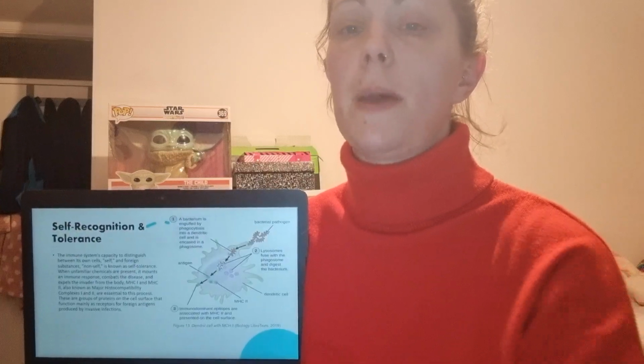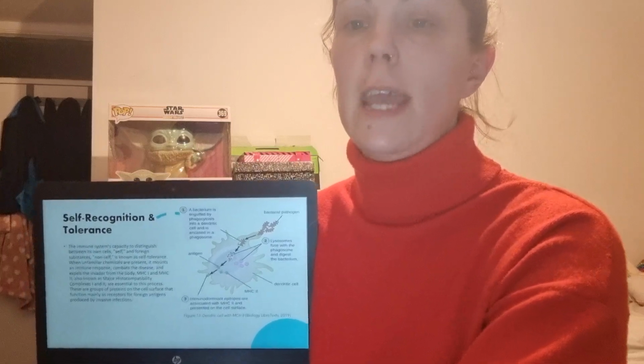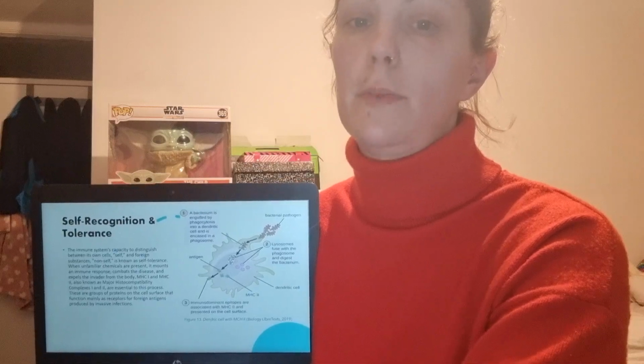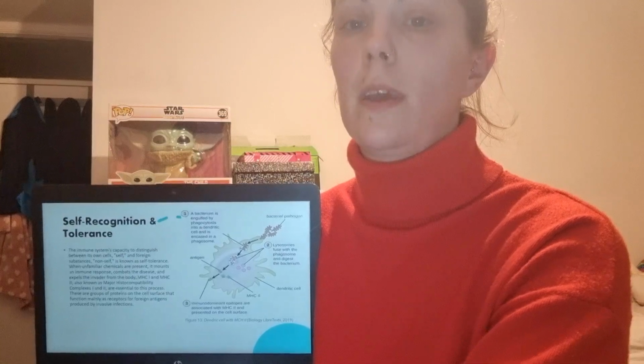The immune system's capacity to distinguish between its own self cells and foreign non-self substances is known as self-tolerance. When unfamiliar chemicals are present, it mounts an immune response, combats the disease, and expels the invaders from the body.